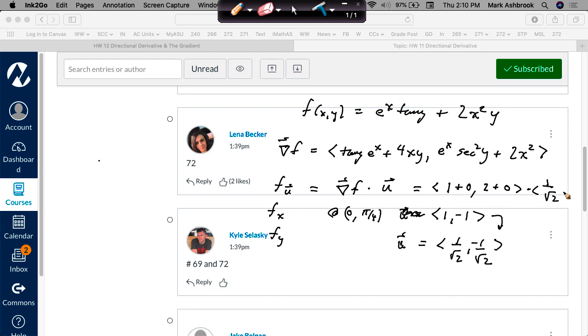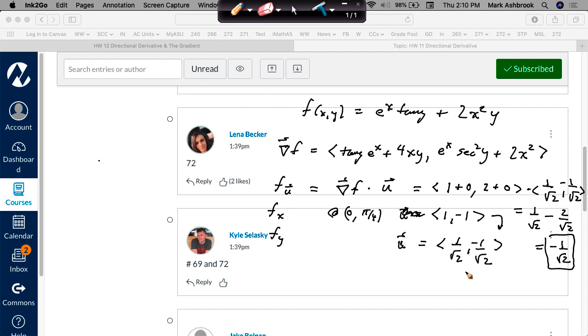1 over square root of 2, negative 1 over square root of 2. So then you do the math, do the dot product, and you get 1 over square root of 2 minus 2 over square root of 2, which is negative 1 over square root of 2. All right, what does that number tell us? So who can interpret that number, negative 1 over square root of 2? What does it mean? That's the greatest rate of change.